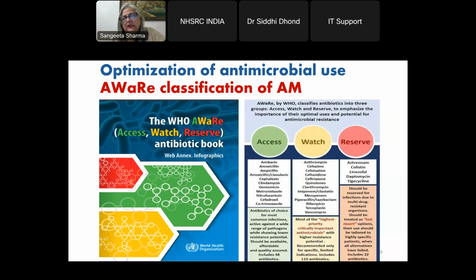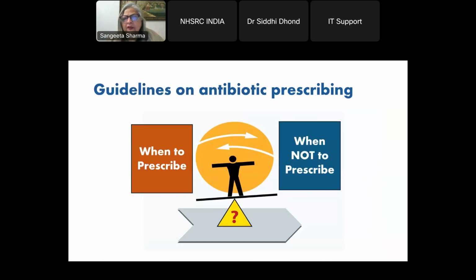Azithromycin is one of the drugs which is very rampantly used, but this is in the watch group because it has a high resistance development potential. So we need to protect this very important antibiotic from developing resistance. Anyway, we all know when to prescribe, but equally important is when not to prescribe.